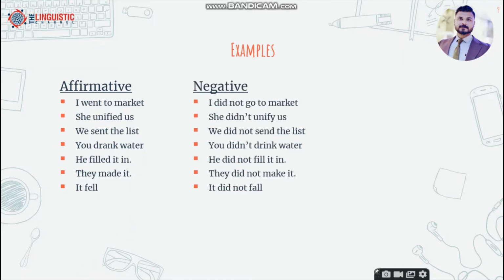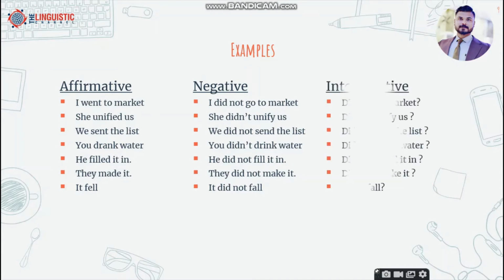You see, the same thing is here. She didn't, which is the short form of did not. अच्छा, इसको लोग didn't भी पढ़ते हैं. That is the wrong pronunciation for this, right? The correct pronunciation is didn't. ठीक है? And we did not send the list. You see, हर verb के अंदर हमने verb की first form लगा दी है.